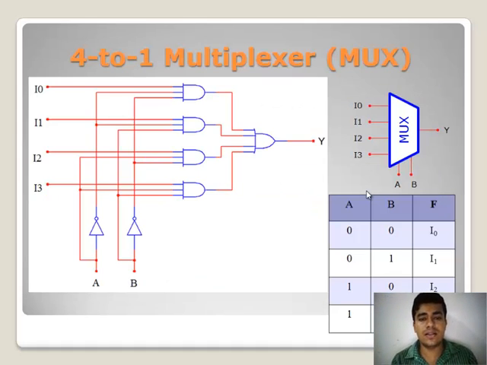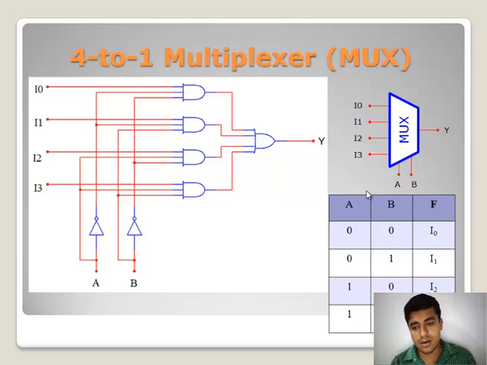Next, this is the internal diagram for the 4 to 1 multiplexer. Here we will see 4 AND gates and 1 OR gate. These 4 AND gates provide their output to the OR gate, and also there are 2 select inputs A and B. For that, 2 NOT gates are there to change the situation of the circuit.